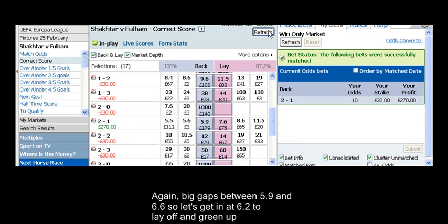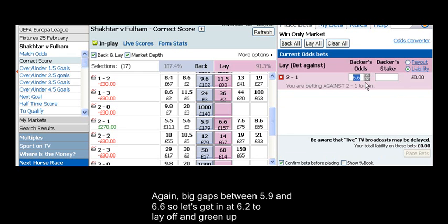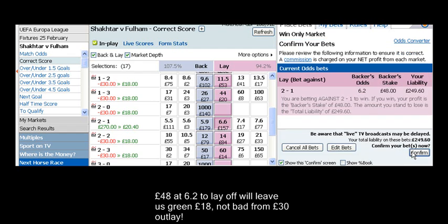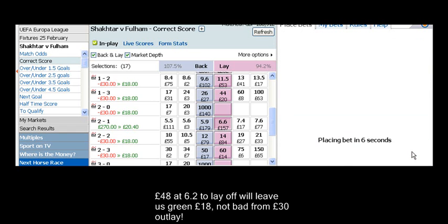What we're going to look to do here is, because the price is so low and a second goal to Fulham would lose our entire £30 stake, we're going to try and get in here at 6.2. We can do that. That's what would happen if we left all our profit on the 2-1. Let's just slightly adjust it to put a little bit more money on it so that we've got a straight green across the board. Across every score we'll have a green screen. So let's enter that price.